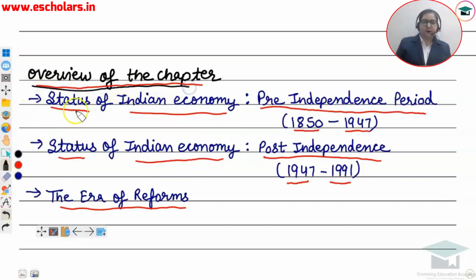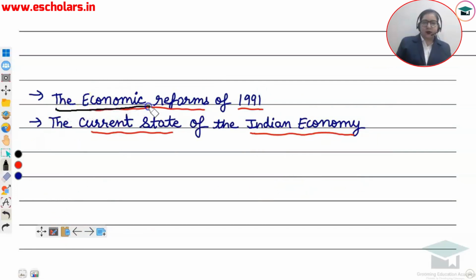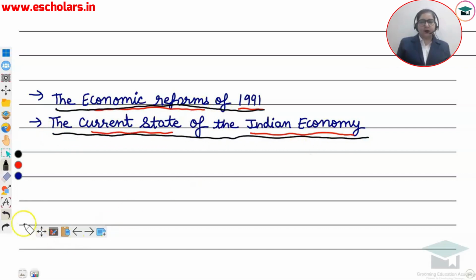Okay, so let's recall it till now. Overview of the chapter. Status of Indian economy pre-independence period, that is 1850 to 1947. Next, status of Indian economy post-independence period, that is 1947 to 1991. Next, the economic reforms of 1991. Last but not the least, the current state of the Indian economy. So this is all about the overview of the chapter, guys.